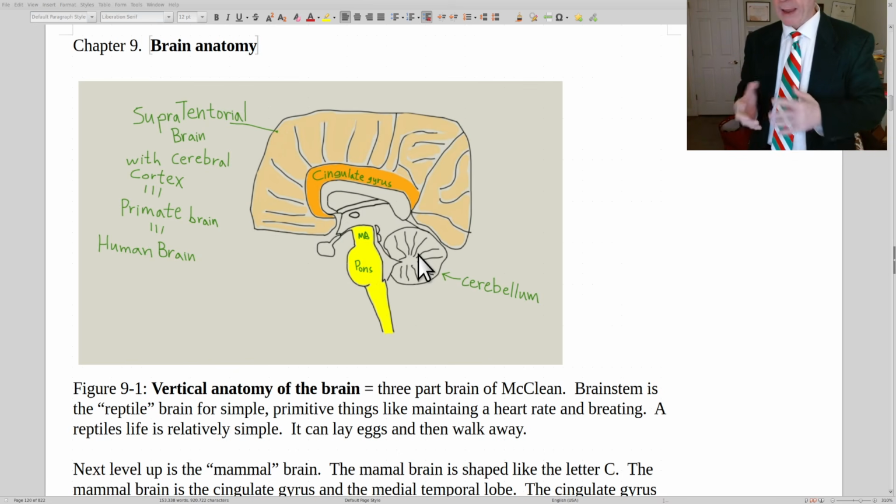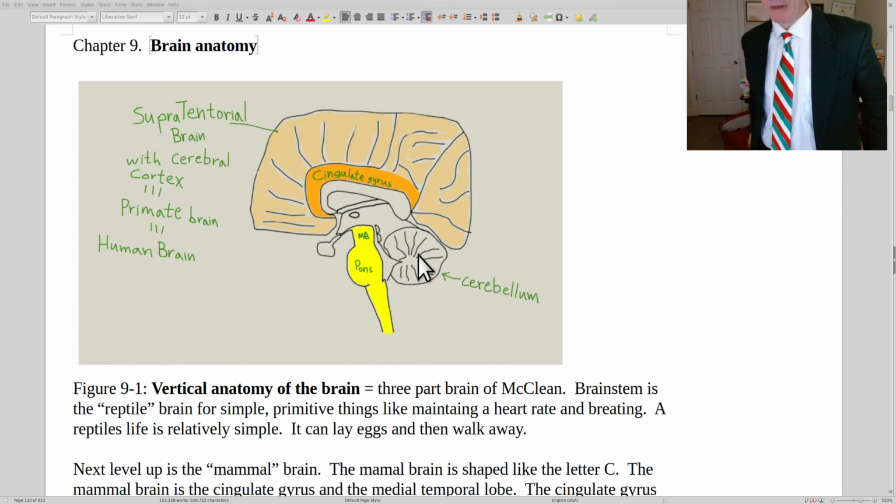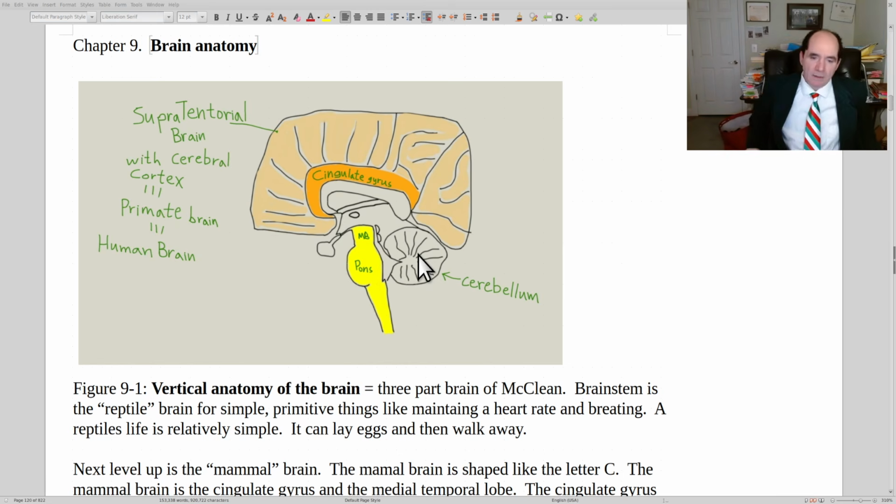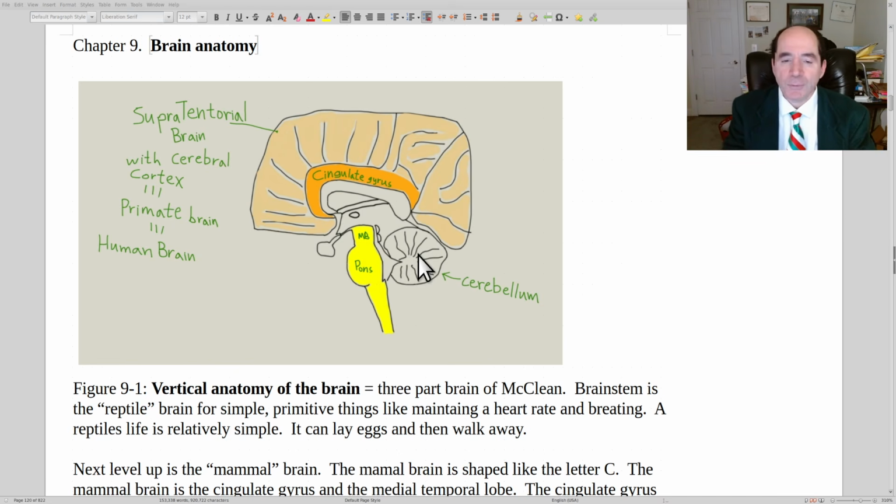So your brain is based on reality. There's no BS with the brain. I love the brain. I think it's the most interesting thing in the whole world, and it's really interesting what it can do. So we're going to talk a little more about that. We went through the vertical organization of the brain. Just remember that as MacLean's three-part brain: reptile, mammal, human.